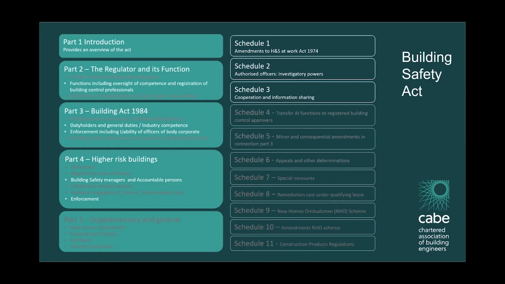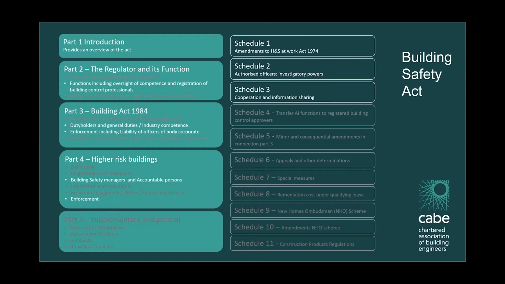Legislation-wise, it's always good to understand the root of where certain requirements sit if you ever need to refer back to them. So what we're going to look at today are the drivers that the Building Safety Regulator has under Part 2 of the Building Safety Act. In particular, their functions for oversight of competence and registration of building control professionals, but primarily focusing on their interest in competence, which is a key element of the duty holding regime.